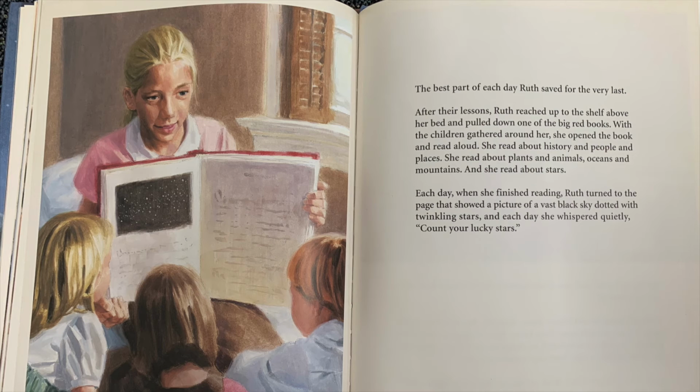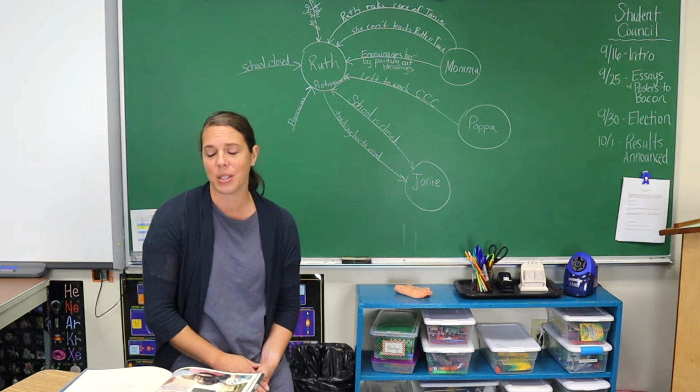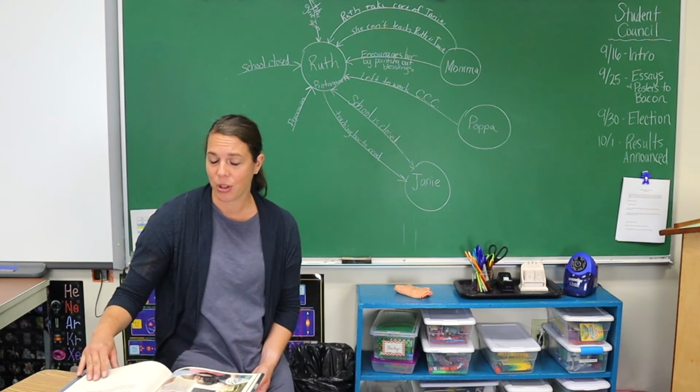After the lessons, Ruth reached up to the shelf above her bed and pulled down one of her big red books. With the children gathered around her, she opened the book and read aloud. She read about history and people and places. She read about plants and animals, oceans and mountains, and she read about the stars. Each day when they finished reading, Ruth turned to the page that showed a picture of a vast black sky dotted with twinkling stars. And each day she would whisper quietly, "Count your lucky stars."